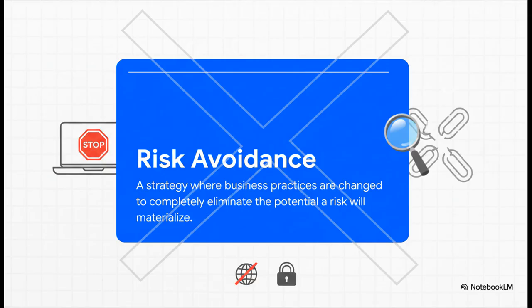Avoidance is kind of like the nuclear option. You're not just trying to fix the risk, you're getting rid of the business activity that creates it in the first place. For example, if rolling out a new app feature is proving way too risky, you might just scrap the feature entirely.